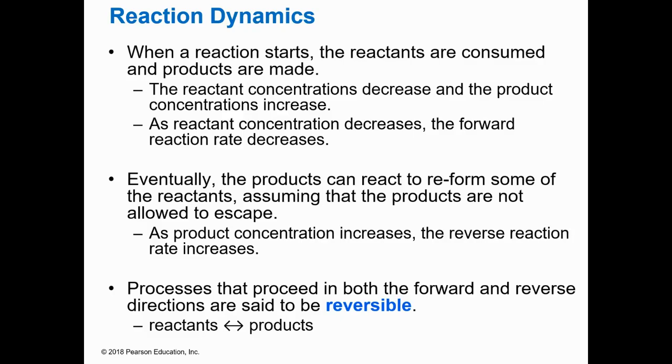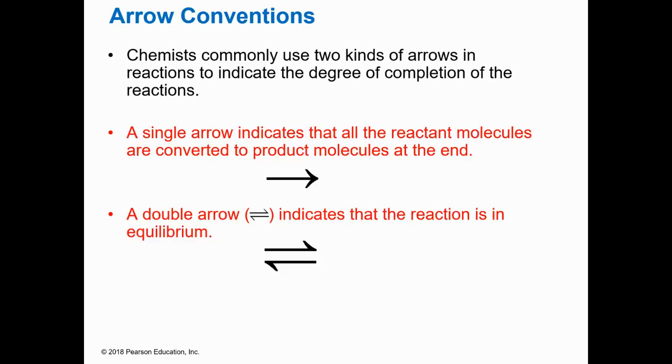Also, just remember the double arrow does mean the reaction is reversible. It could go either way. And a single arrow will indicate that it's only going in one direction. Reactants are going to products. I do want y'all to note the reactants are always still going to be on the left side, and the products are still going to be on the right, regardless of what kind of arrow I have.